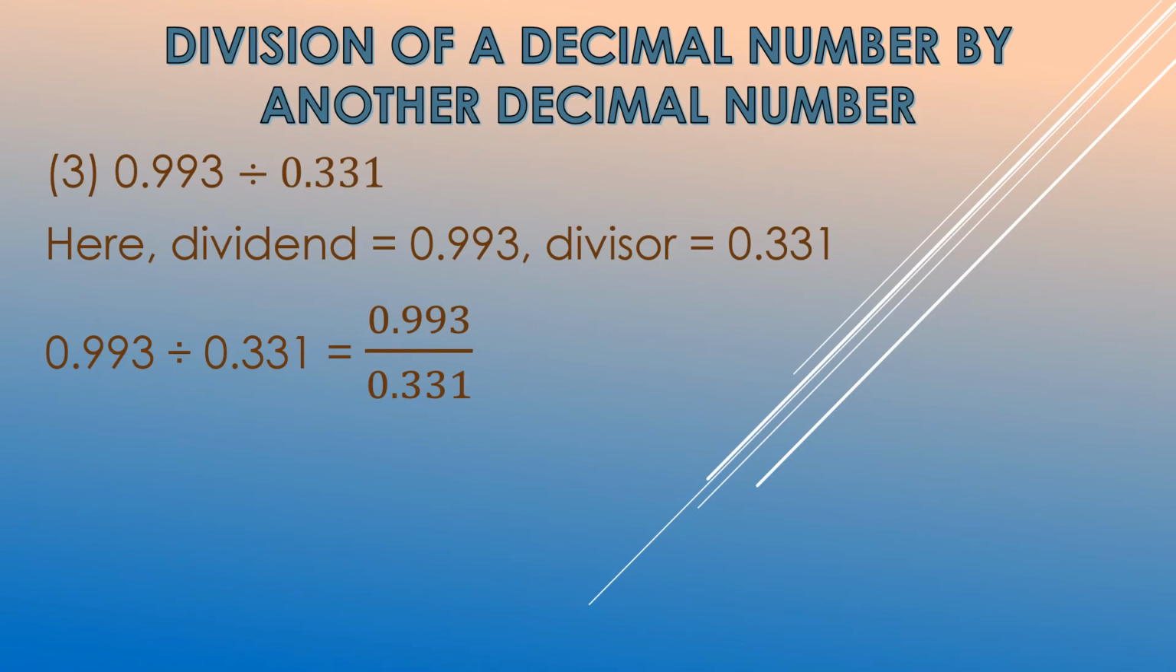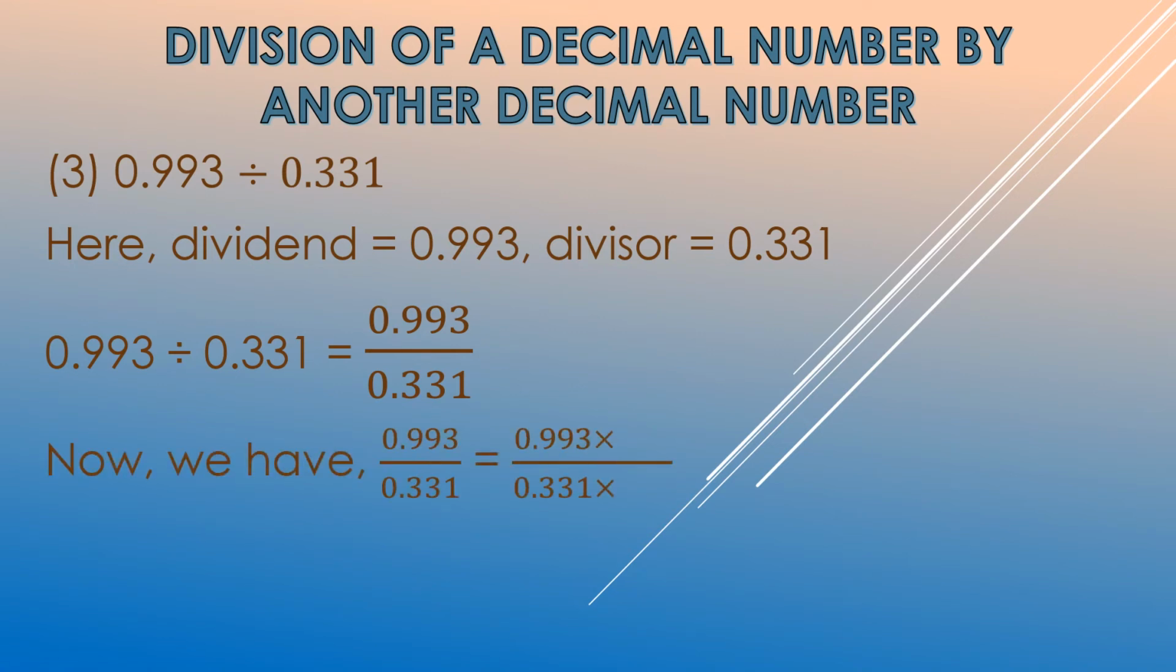0.993 upon 0.331. If there is a decimal point in the divisor, we first need to remove the decimal point and change the divisor into a whole number. See, 0.331 has 3 digits after decimal. So we multiply the numerator and denominator by the same number 1000 to get an equivalent fraction.